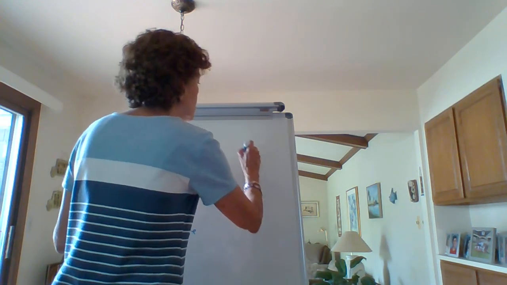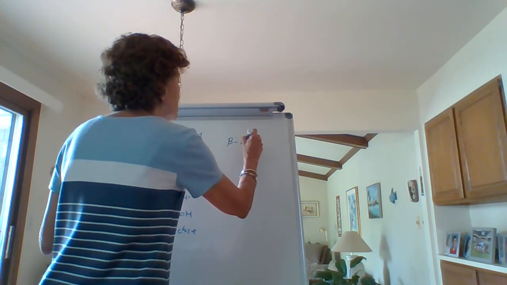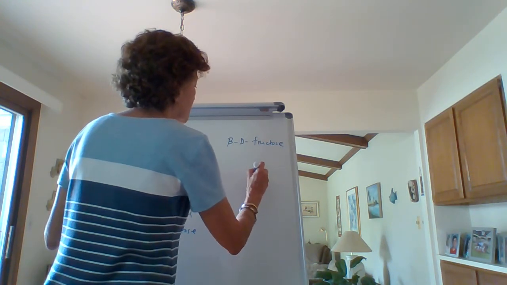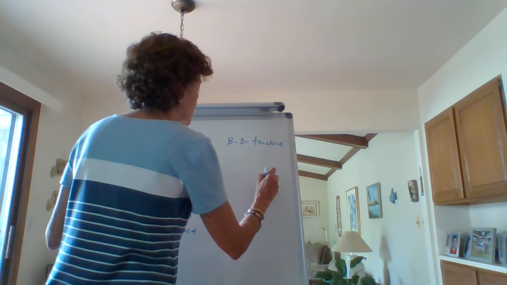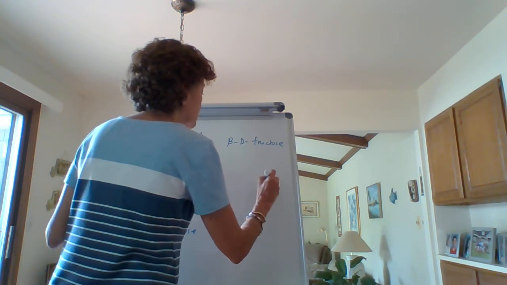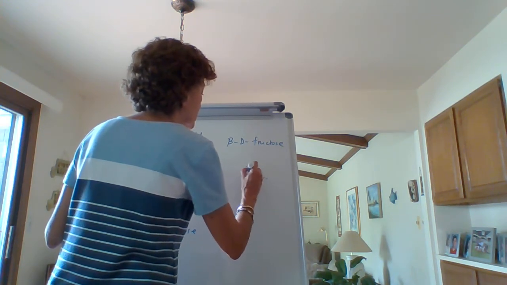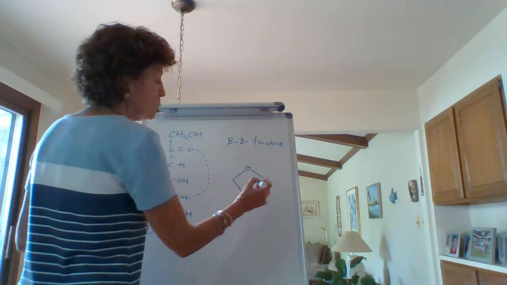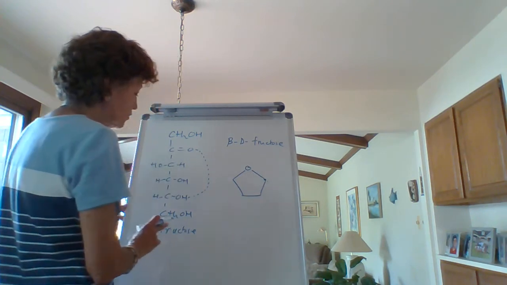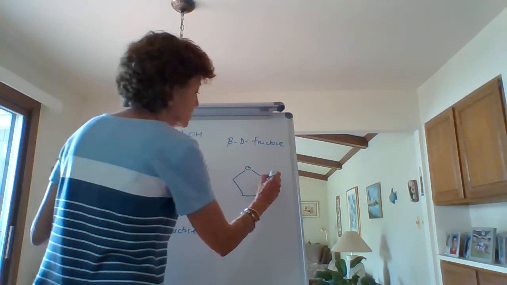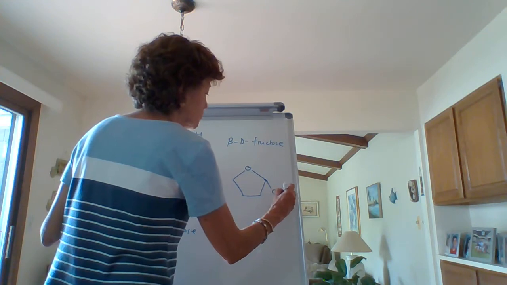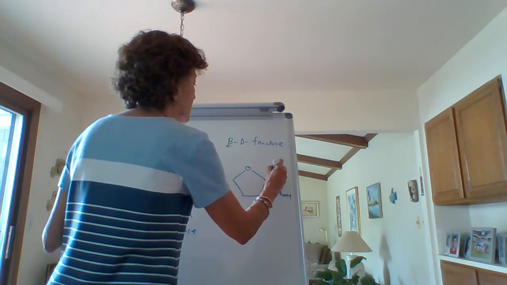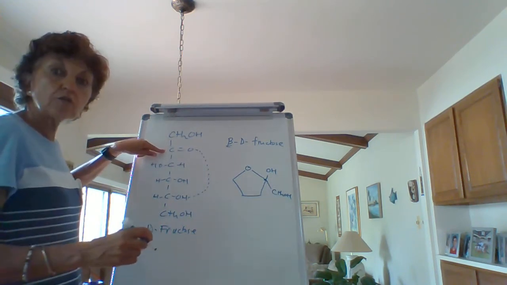So I'm going to do a beta D fructose. Actually, let me go ahead and draw the pentagon here. All right, so this is carbon 2. Remember how I told you, carbon 1 is not part of the ring. So I'm just going to put carbon 1 here, CH2OH. And because I want to do a beta, the OH at carbon 2 is pointing up.